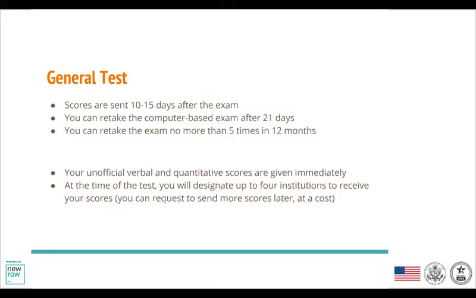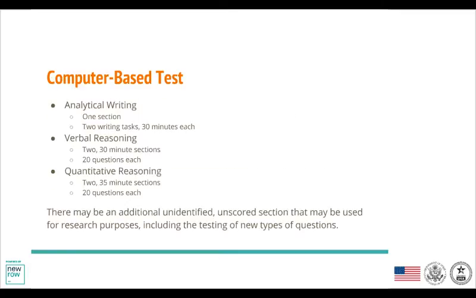At the time of the test, you'll be able to designate up to 4 institutions of higher education to receive your scores. You can request additional score reports. So if you decide that you want to apply to a 5th or 6th institution, you can request additional score reports later, and there is an additional cost assessed. I don't have that number right in front of me, but I think it was something like $25 or $30 for an additional score report. And I can find that number for you if that's something you're interested in.